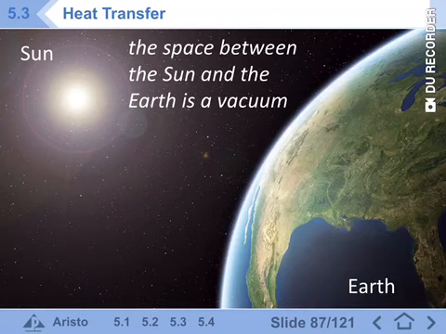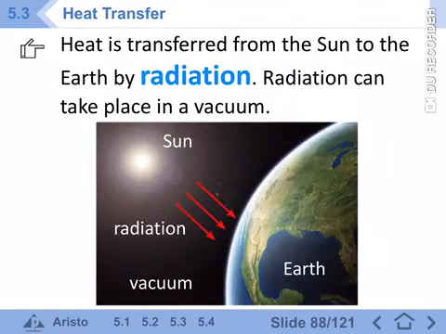So the radiation would come from the sun all the way to earth, traveling in vacuum. You see that there's nothing there, but you can still feel the heat of the sun. If you don't believe me, just go outdoors tomorrow and look at the sun. Well, not look at the sun. Feel the sun. The heat is on the skin. You can feel the heat. How does it get to your skin? It's by radiation.